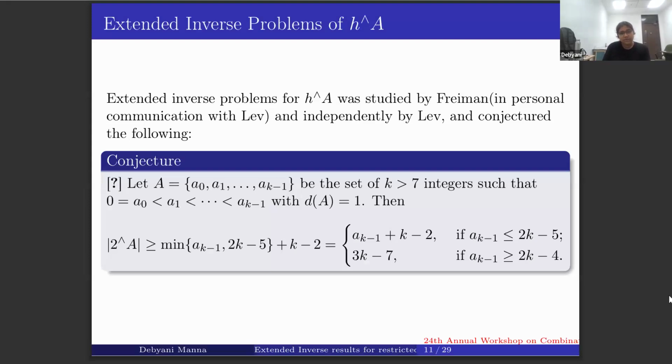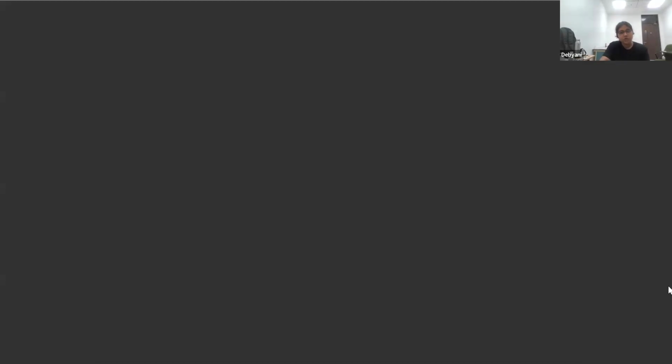That conjecture is given by Freiman, where it is given that if A is a subset of k integers, where k is strictly greater than 7, such that there is some ordering of the elements with GCD 1, then the twofold restricted sumset of A is greater than or equal to a_{k-1} + k - 2 if a_{k-1} is less than or equal to 2k - 5, and 3k - 7 if a_{k-1} is greater than or equal to 2k - 4.